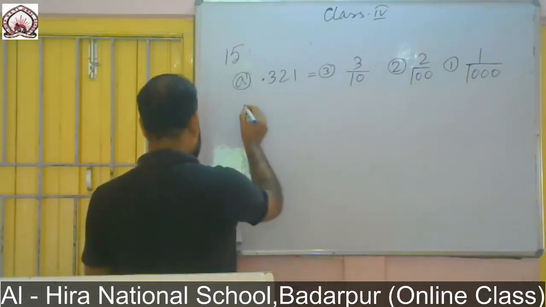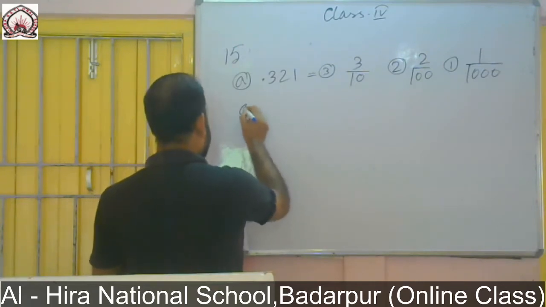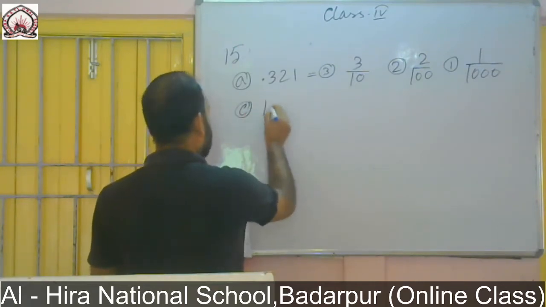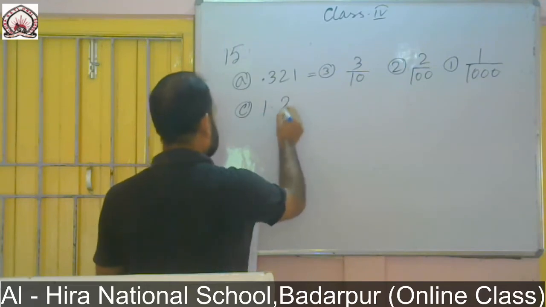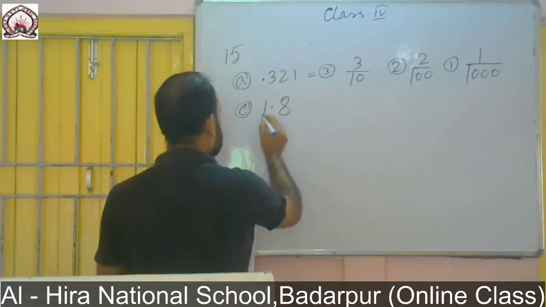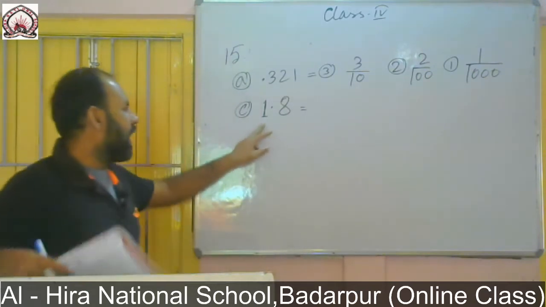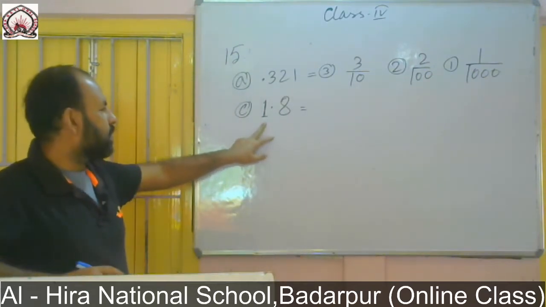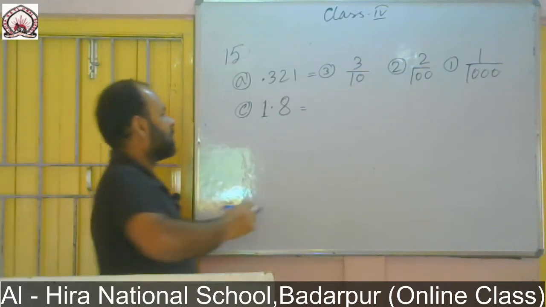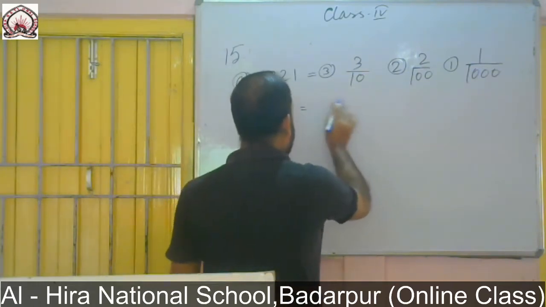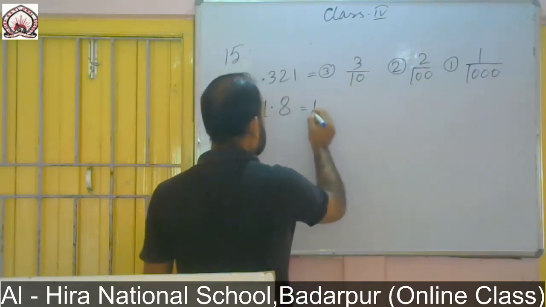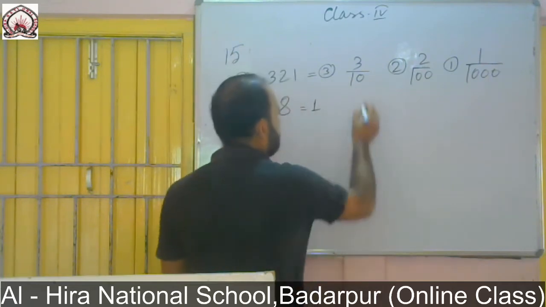Question number C, 1.8. So here, see, here 1 is the integral part, it is in the ones place, so the place value of this 1 is 1, or here we can use plus also.